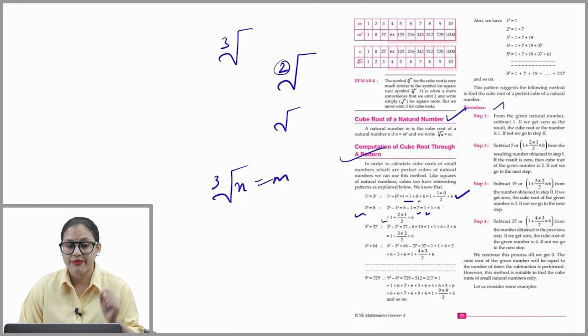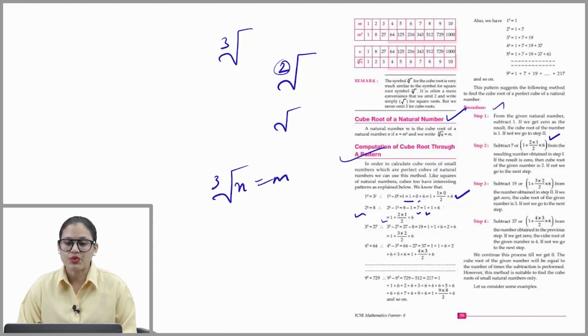Step 2. Subtract 7, or 1 into 2 into 1 by 2 into 6. You can subtract 7 from the resulting number obtained in step 1. If the result is 0, then the cube root of the given number is 2. If not, we go to the next step.